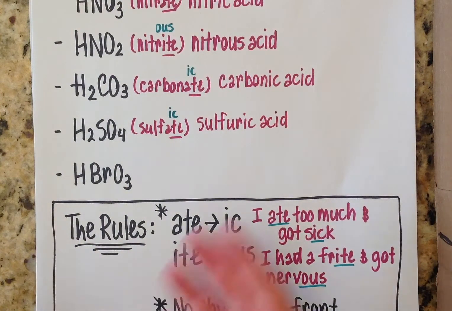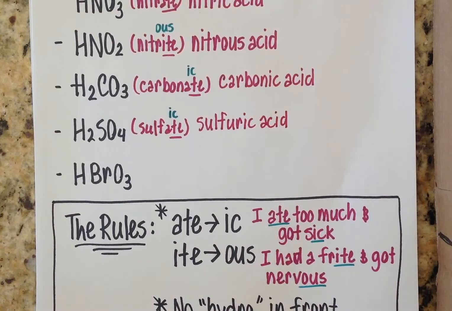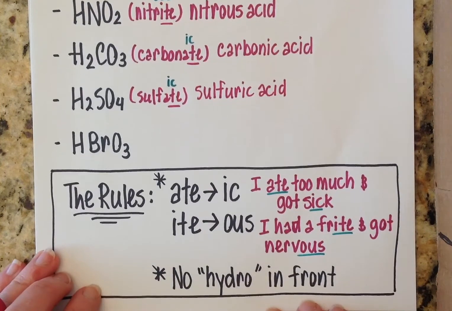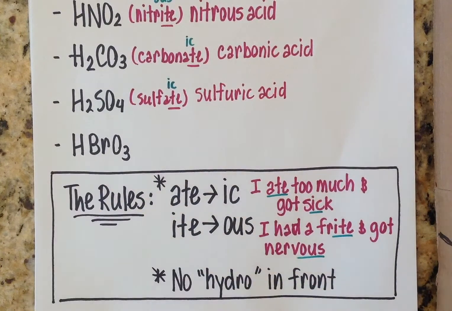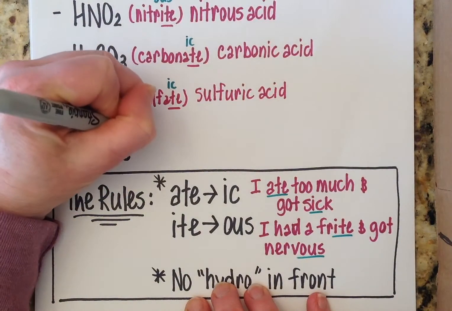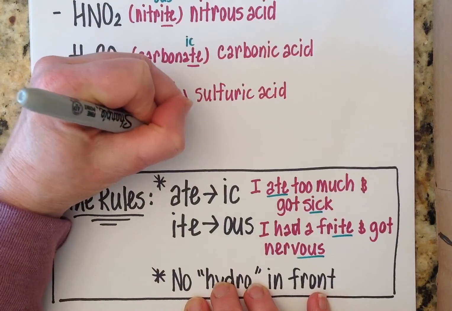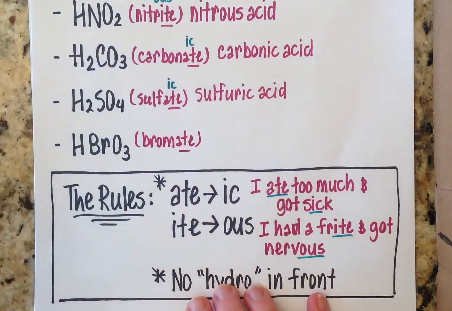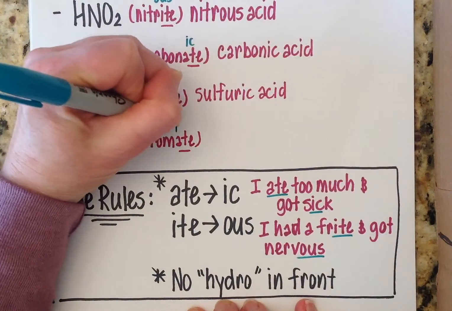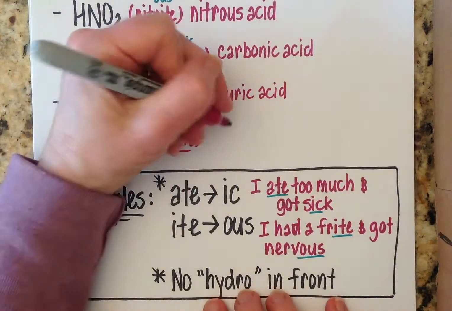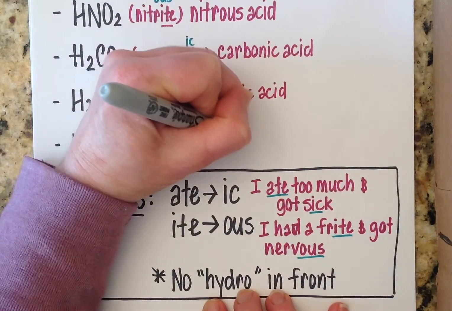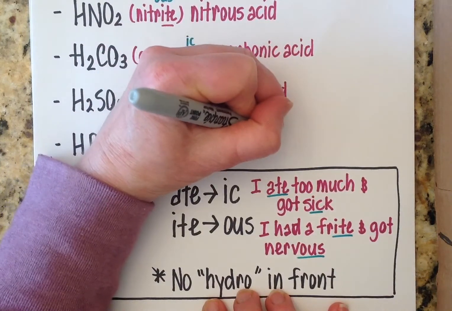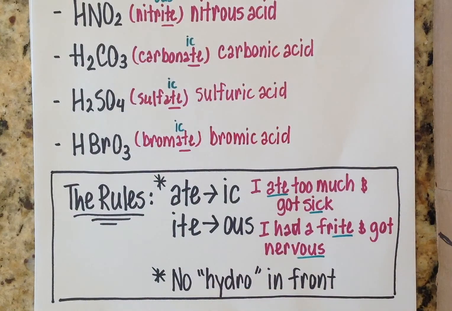If someone says, why are you not putting a hydro in front of that? Let's say you were trying to teach this to a friend. You would simply tell them, we do not put hydro in front of an acid that contains a polyatomic ion. And let's take a look at the last one. It's an acid because there's an H in the front. BrO3 is bromate. Ate turns into ic. So this is bromic acid. And that's all you do.